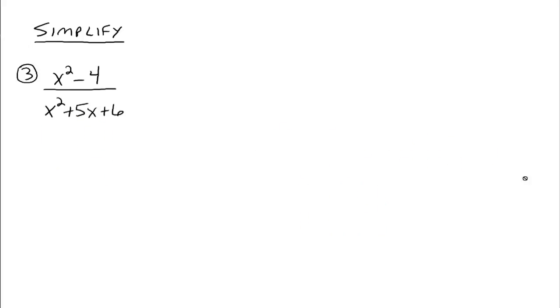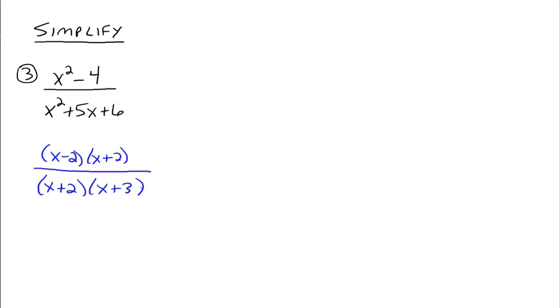Let's factor the numerator. So that's x squared minus 4. That's the difference of two squares, so we can rewrite that as x minus 2 times x plus 2. The denominator, you have x squared plus 5x plus 6. That's a trinomial with a leading coefficient of 1. So we need factors of 6 that add up to 5. That would be 2 and 3. Everything's plus, so x plus 2 times x plus 3.